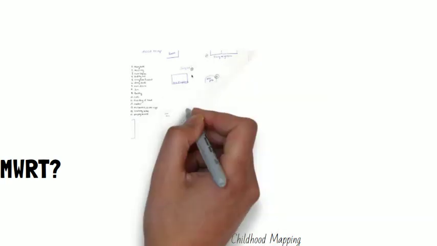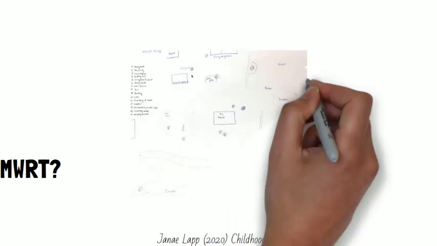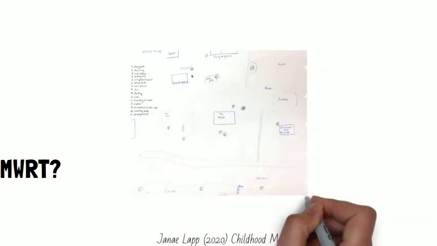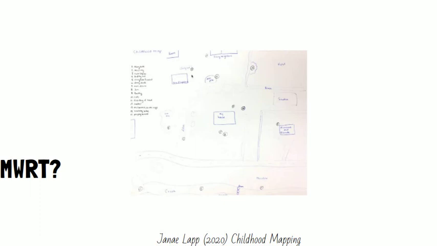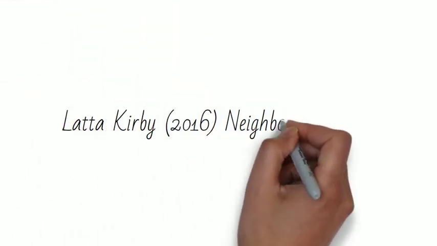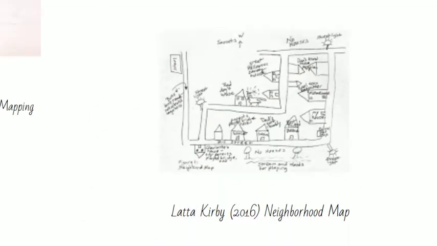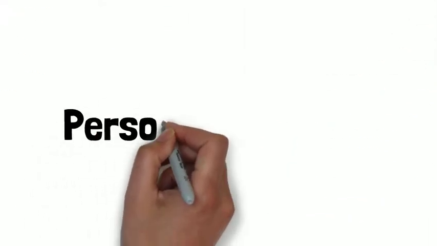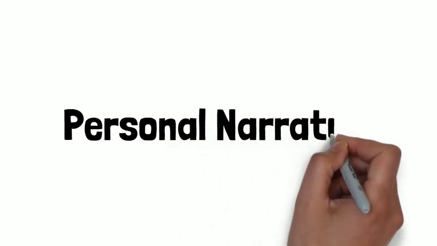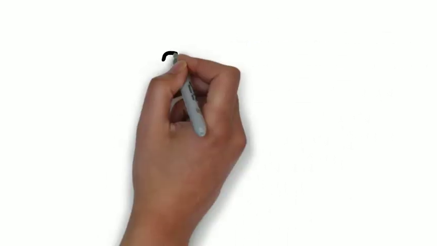Danae Lapp calls it childhood mapping. In her Teaching English in Secondary Schools class at Messiah University, she has her future English teacher students conduct this exercise. Ada Kirby calls it the neighborhood map and uses it with her high school students during the memoir unit. So why even include personal narrative in your English language arts classroom?